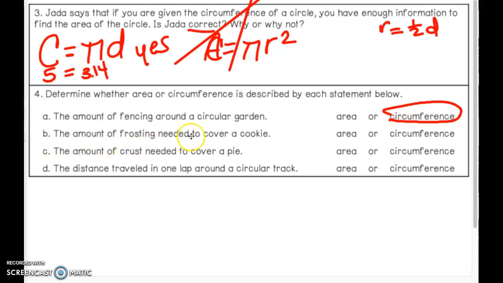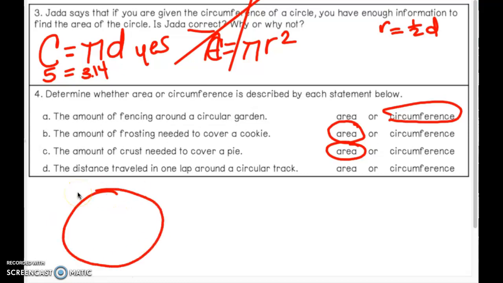The amount of frosting needed to cover a cookie. So we don't put frosting around the edge, we put it over the whole thing, which is area. The amount of crust needed to cover a pie. So crust is over the whole top of the pie, so that again is area. And then the distance traveled in one lap around a circular track. So here's our circular track, one lap around. That's not everything in the middle, so we know that one is circumference as well.